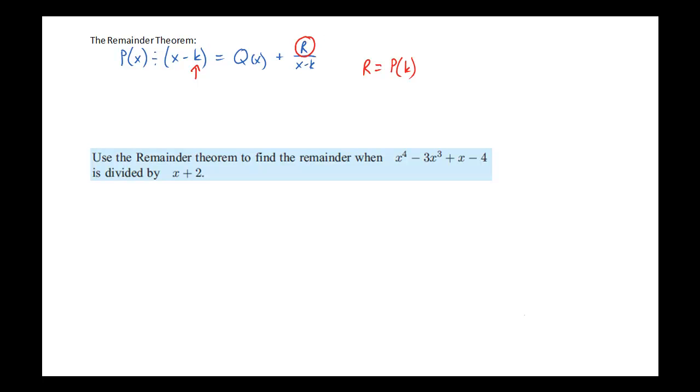Now this can be proven. You can see it. You can look in your textbook. You can look at other videos on YouTube, like I say. But I just want to show it to you today and show you how it works. All right? So this says use the remainder theorem to find the remainder when this is divided by x plus 2.